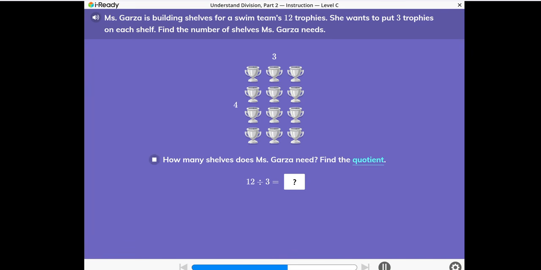How many shelves does Ms. Garza need? Find the quotient.